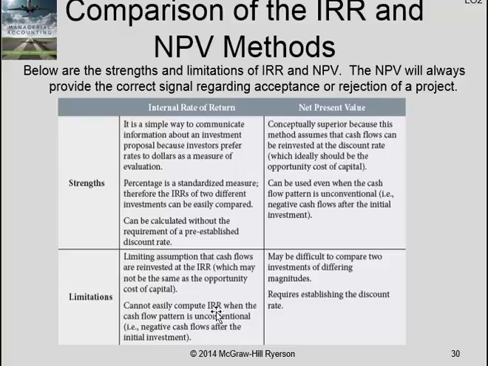The biggest weakness of the internal rate of return, to my mind, is this assumption that you are able to reinvest your cash flows at the internal rate of return, and I think that is often not the case. The advantage, of course, is that if you don't have a discount rate, the internal rate of return doesn't require one to do the computation.